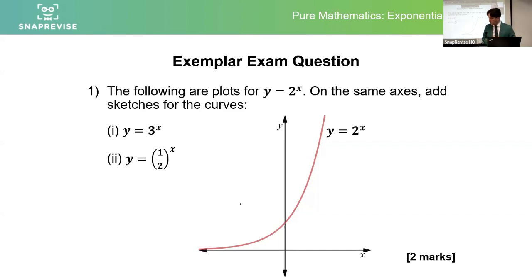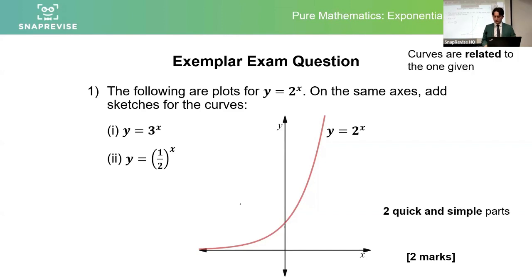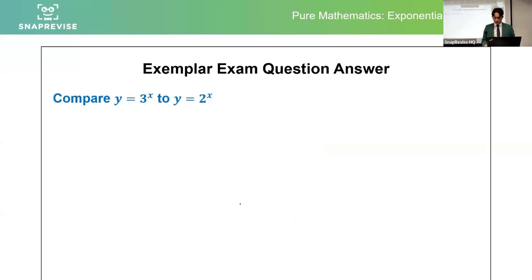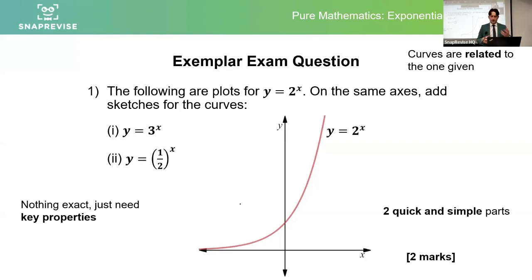So here we're asked the following. Using the plots we've been given for 2 to the x, on the same axes, add sketches for the curves y equals 3 to the x and y equals half to the power of x. So 2 quick parts, 2 minutes you'd probably have in the exam. It shouldn't take too long. It's just getting the key ideas and sketching it on that same graph axes so that it has the right shape. So I'm going to give you maybe 30 seconds and then I'll project up the answers. Let's give this a go and keep things moving.